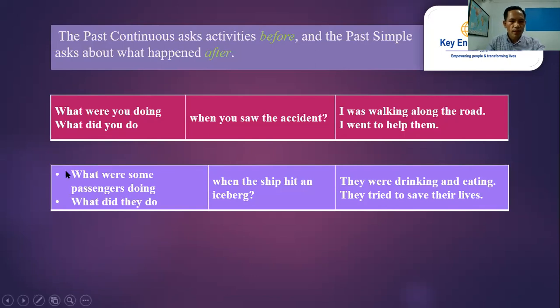The second one: what were some passengers doing when the ship hit an iceberg? They were doing something already, that means they were drinking and eating. What did they do when the ship hit an iceberg? Because the ship hit an iceberg, they were worried. They tried to save their lives. Get it here? Get the difference? The continuous happened before the past simple, and the past simple happened after. That means they happen one after another.